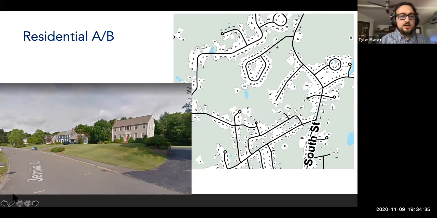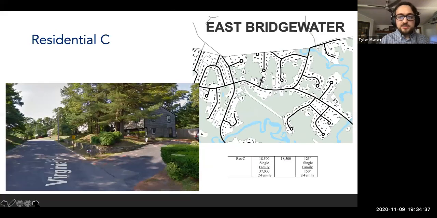So the next densest residential zone is C. That's in between the dense core and the not dense residential A and B. Here you will see two family units, detached or duplex, are allowed by special permit. The minimum lot size is less than half. So this is basically just bridging the divide between the more urban and the more rural character residential areas, and it's sandwiched between the two accordingly.